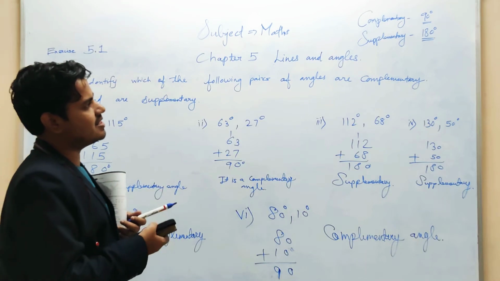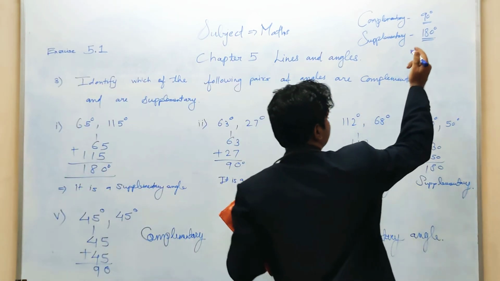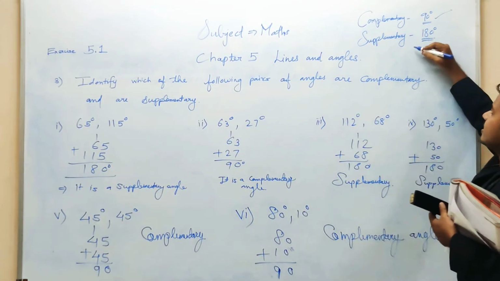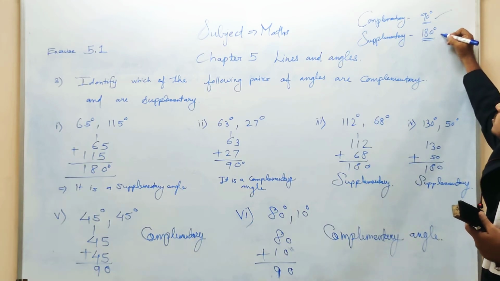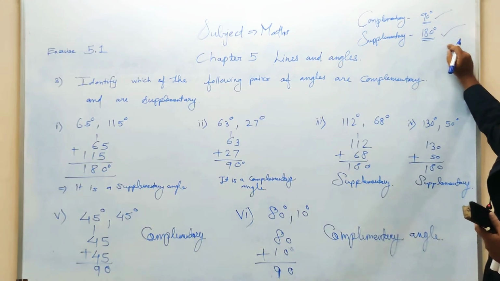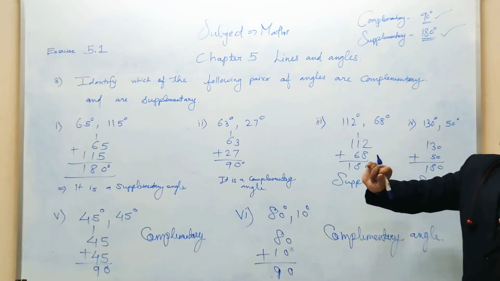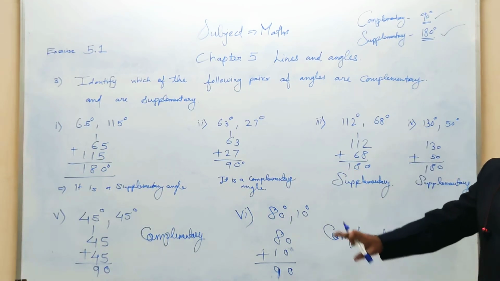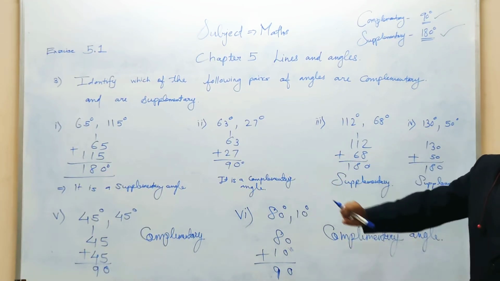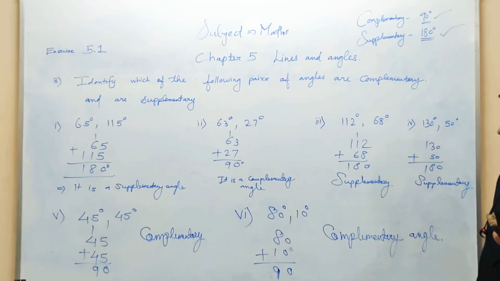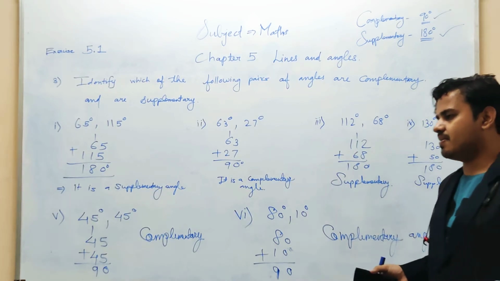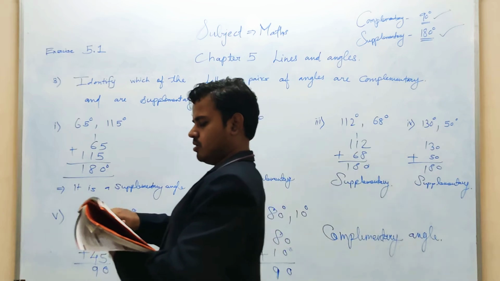So complementary angles are the angles whose sum is 90 degree, and supplementary angles are the angles whose sum is 180 degree. Okay, so if the sum is 180 degree, then we can say that it is a supplementary angle, and if the sum is 90 degree, then we can say it is a complementary angle. Okay, so here we have finished our example number 3. Okay, next is example number 4.